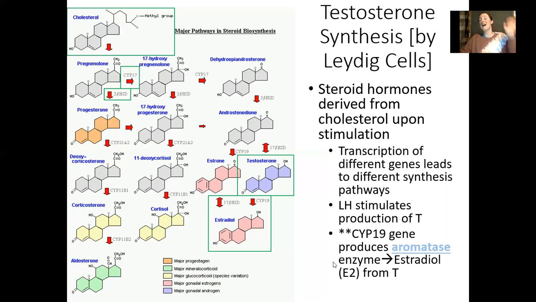But anyway, I'm going to get off my soapbox. Long story short, LH, a hormone from the anterior pituitary gland, is going to trigger essentially this gene to get turned on. You don't have to know this gene, which leads to the production of testosterone.